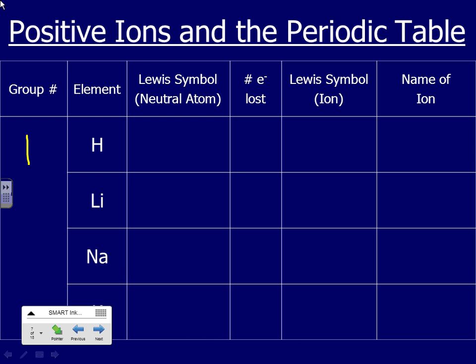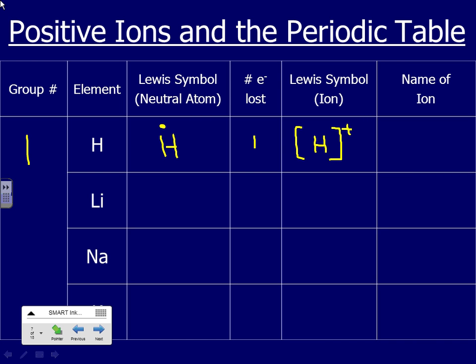So, again, hydrogen. Lewis symbol, H. How many dots? 1. How many electrons is it going to lose? Number of lost electrons. Yep, 1. Lewis symbol of the ion. Whenever you draw a Lewis symbol of a charged object, you put square brackets around it, and you put the charge outside. You can put +1 if you'd like, but you don't have to. Plus is good enough.